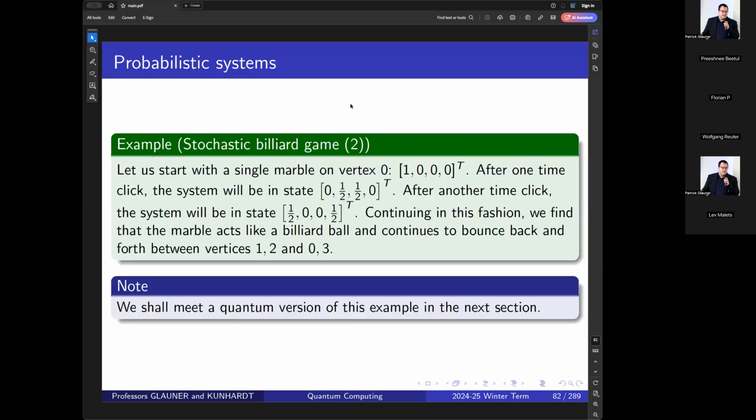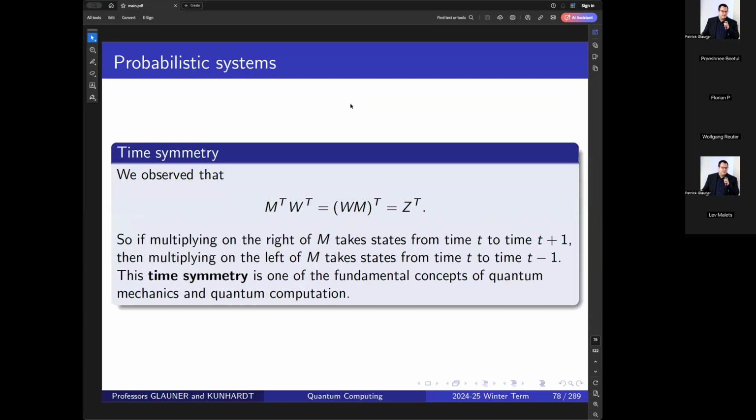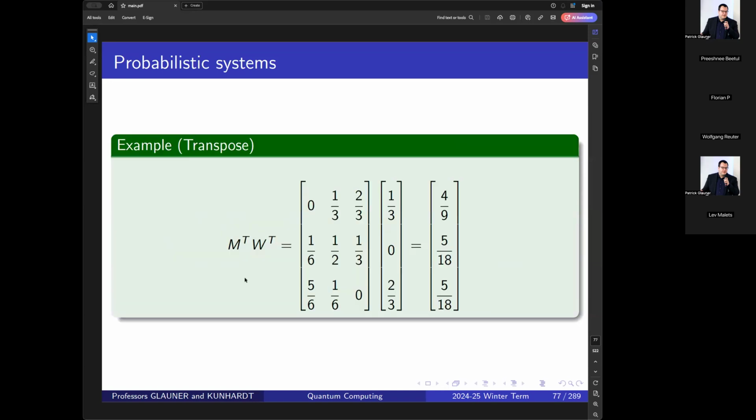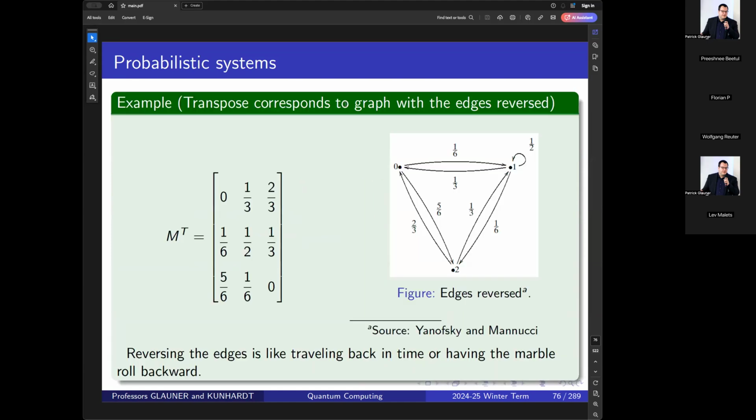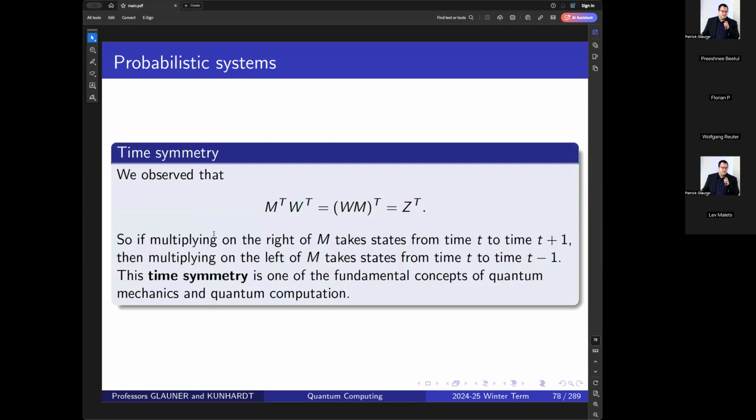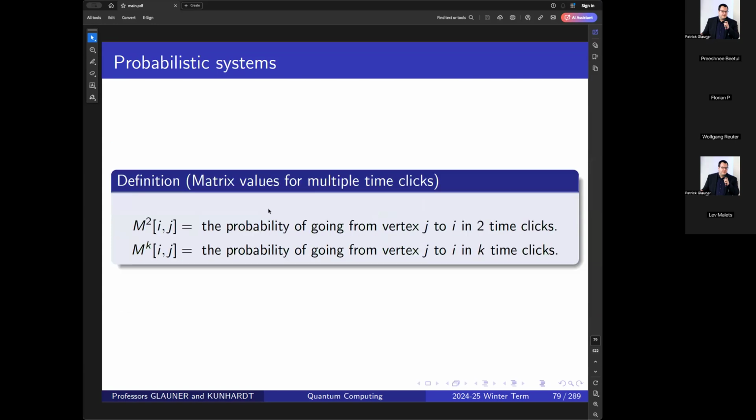And we had something like, I just need to find it. It was this one here. We said if we transpose M, was concretely this one. So this was the probabilistic matrix. If we transpose it, we can go one time click back in time. And we have looked at this time symmetry that we go from t to t minus 1 if we transpose M or if we multiply the row vector from the left to M.